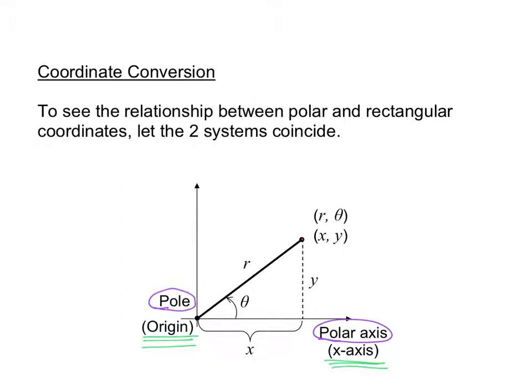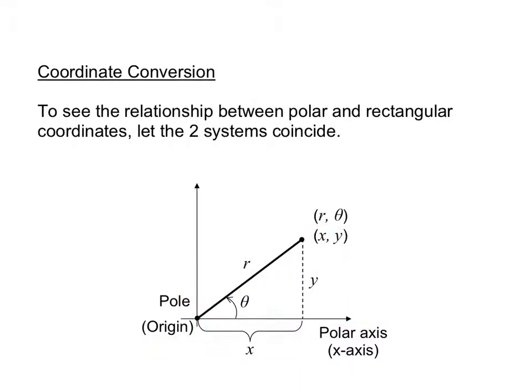So now let's take a look at a point. In the rectangular coordinate system, that would be the point x comma y. X represents the horizontal distance, y represents the vertical distance. If I want to consider that same point in polar coordinates, I would look at r as being the distance from the pole to the point, and theta as being the angle.